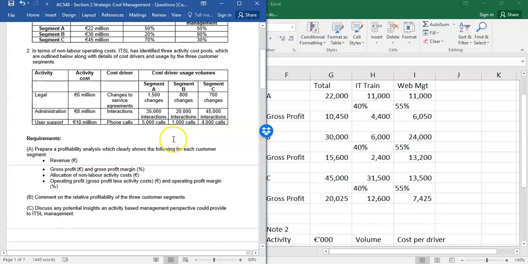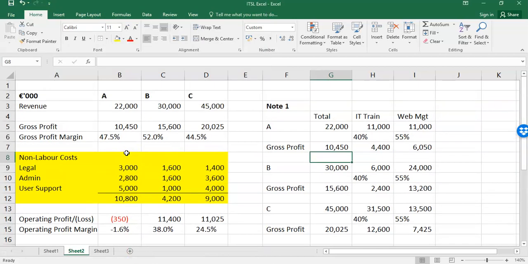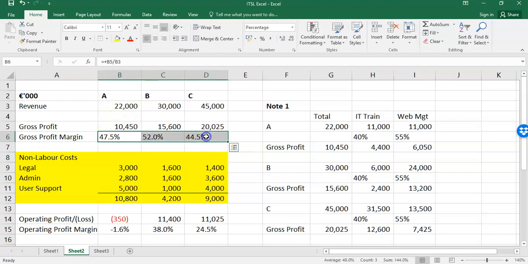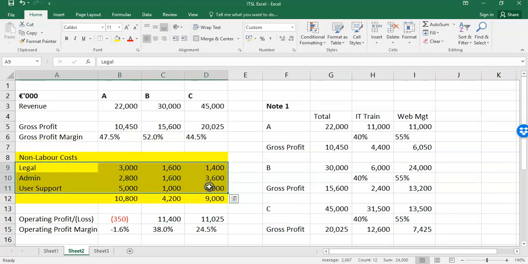So for part B then, we're looking at comment on the relative profitability. And again, that's just what we've done here in terms of, while all of them are profitable at gross profit margin level, there's a big change in terms of segment D. And we explained that's why, because it's more resource intensive compared to B and C, which look completely different from an operating profit margin. So that's what you're always interested in, is the true profitability at the bottom line. It's one thing being profitable at gross margin, but it also must cover its overhead costs as well.